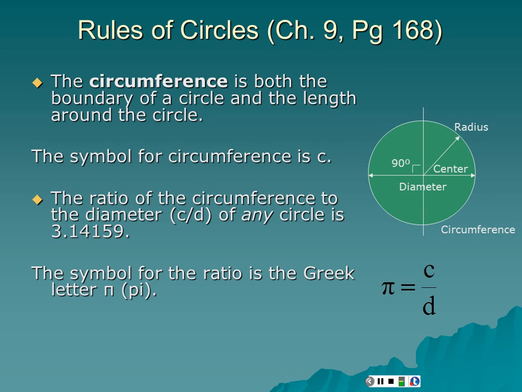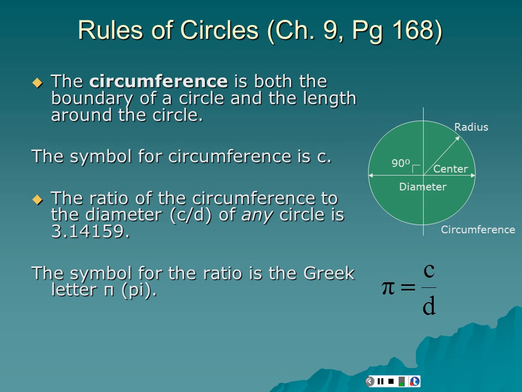Now here, what is the circumference again? Circumference is both the boundary of a circle and the length around the circle. Both of the definitions are right. There is a symbol which we use to represent the circumference, which is C. So this C represents this whole boundary of the circle, or the length of the circle.